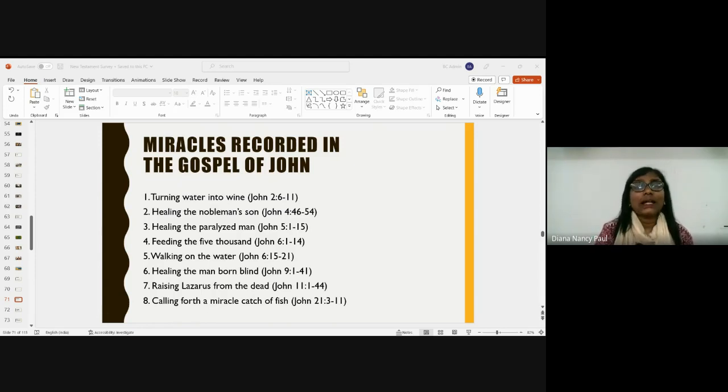Sixth point, healing the man born blind. Here we see that Jesus has the authority over both natural and spiritual blindness. People could see, but they were spiritually blind as well. So Jesus had to open up their eyes. When the eyes were opened, the understanding came into them. And here we see the natural cause of being blind. Jesus had the authority over the natural and the spiritual blindness.